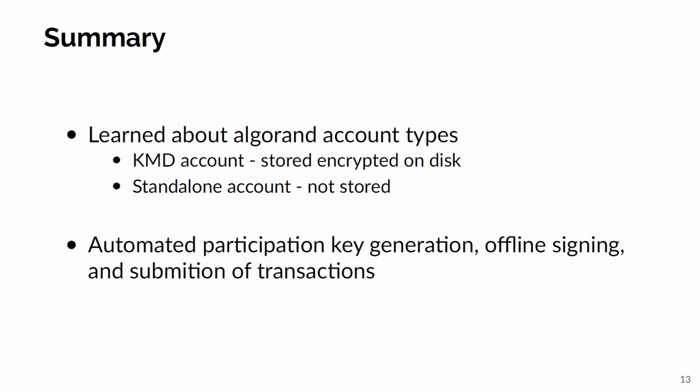And finally, we are able to have an automated participation key generation. We also know how to now do offline signing, and also we learned how to use the JavaScript Algorand SDK to do the submission of our transaction in this format. Of course, as I was mentioning, in this tutorial we are focused on the key registration transaction, but similar steps would hold for any type of transaction which you might be interested in the future.